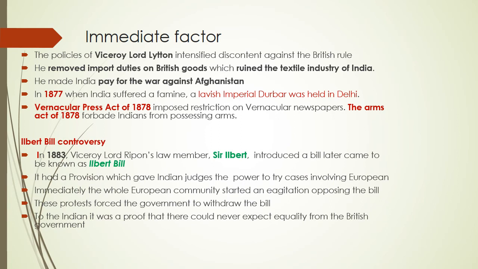Ilbert Bill controversy. In 1883, Viceroy Lord Ripon's law member Sir Ilbert introduced a bill which later came to be known as the Ilbert Bill. It had provisions which gave Indian judges the power to try cases involving Europeans. Immediately, the whole European community started an agitation opposing the bill. These protests forced the government to withdraw the bill. To the Indians, it was a proof that they could never expect equality from the British government.